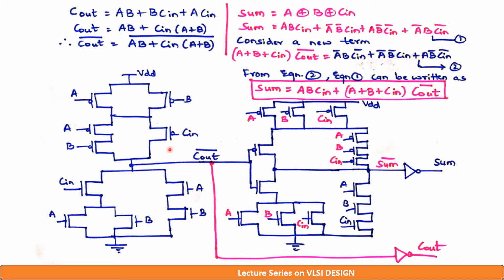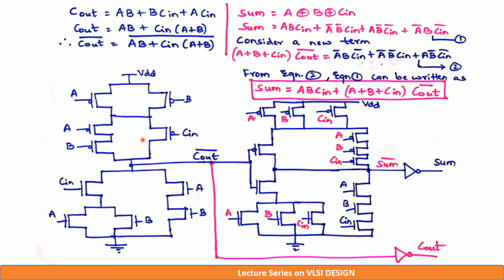So now let us draw the CMOS circuit for sum and Cout expression. Cout is A dot B. A and B are connected in series. The first term is in parallel with the second term. And the second part is C in series with A and B parallel connections.